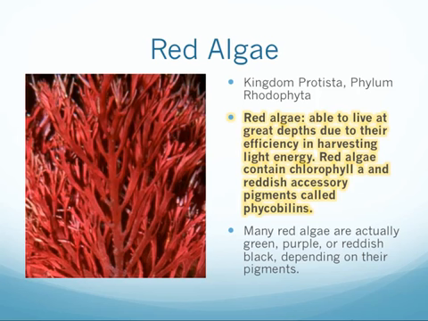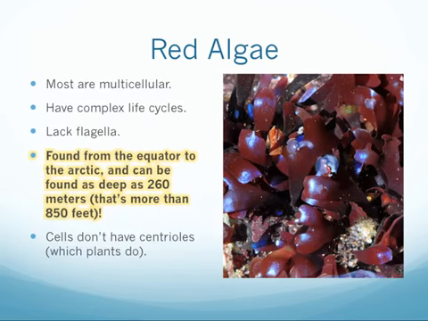And because of these phycobilins, they are able to capture sunlight really efficiently, and so they can live at great depths in the ocean. Many red algae are actually green, purple, or reddish black, depending on their pigments, but because a lot of them are red, we call them red algae. Most of them are multicellular, so that's why they fit in this category. They have complex life cycles, and they lack flagella.